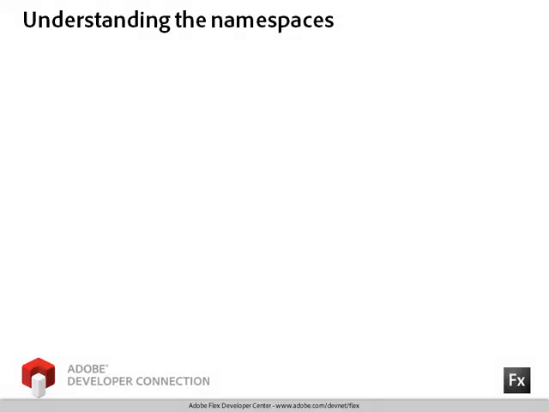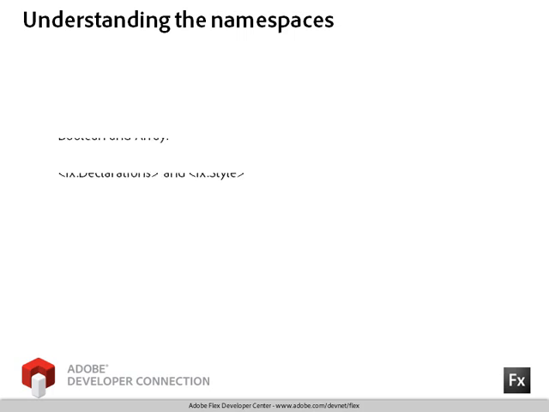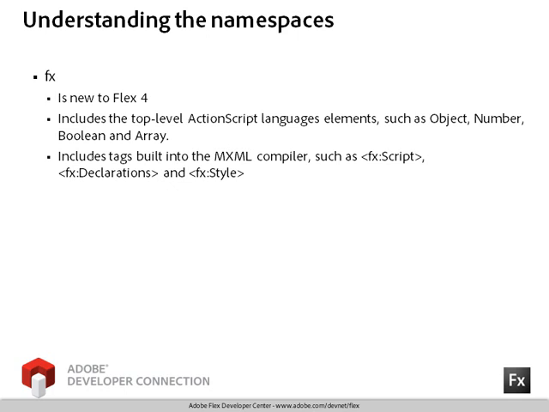First, let me explain what is in each of these libraries represented by the namespaces. The MX namespace references classes from Flex 3 that include the MX package and data visualization components. The FX namespace is new to Flex 4 and includes the top-level ActionScript language elements like object, number, boolean, and array. It also includes built-in compiler tags like script, declarations, and style.